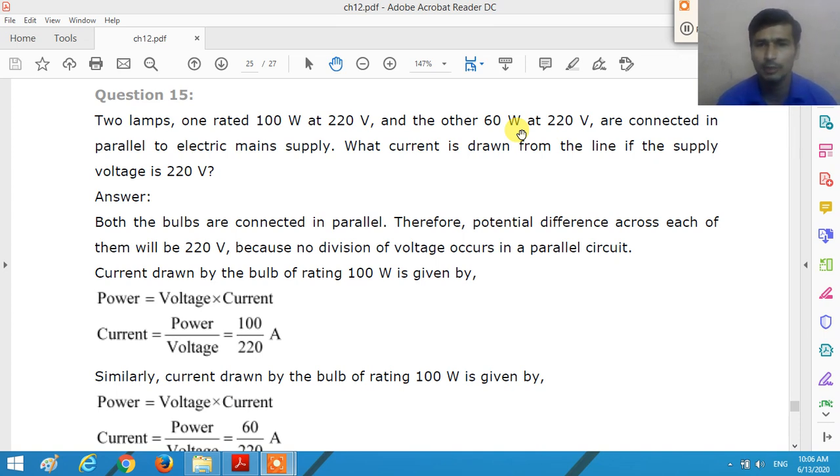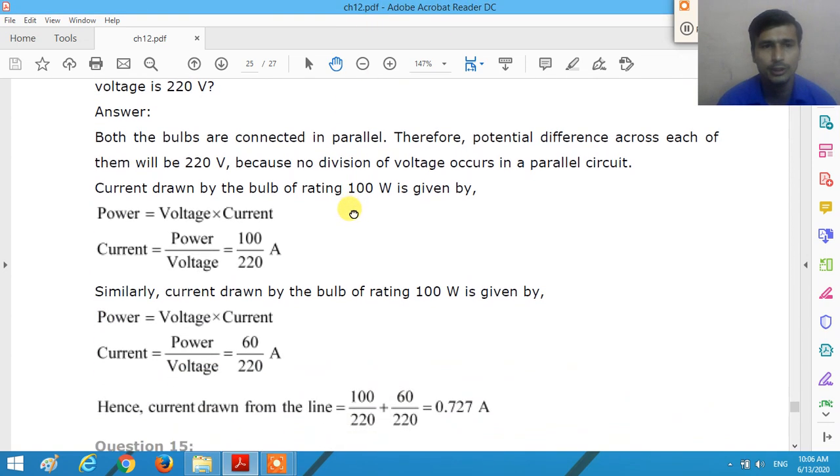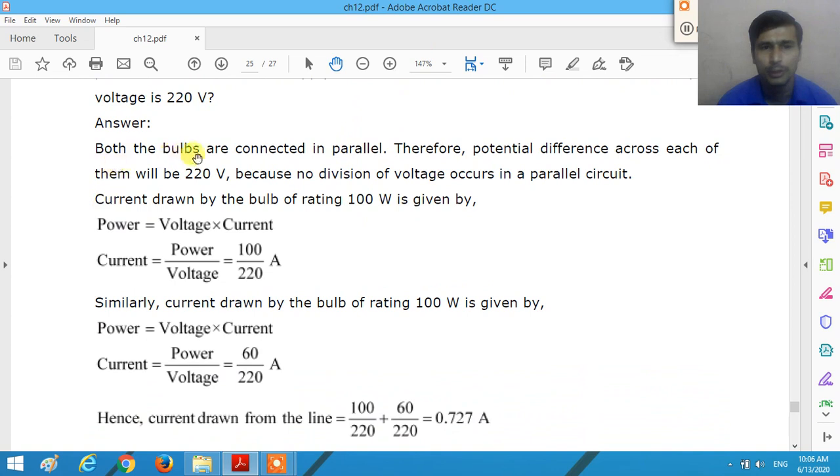So what will be the current passing through the circuit? So now both the bulbs are connected in parallel, so the potential difference across each bulb is 220 volt. There is no division of the voltage in a parallel circuit. So according to the formula, power is equal to voltage multiplied by current. P is equal to V into I. So current is equal to power divided by voltage.